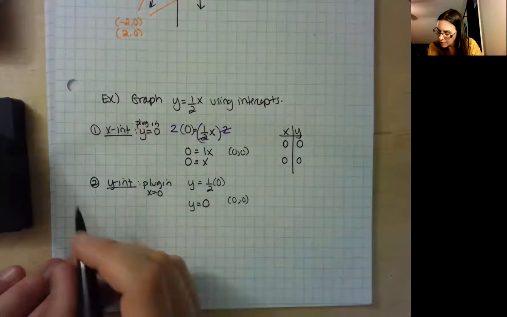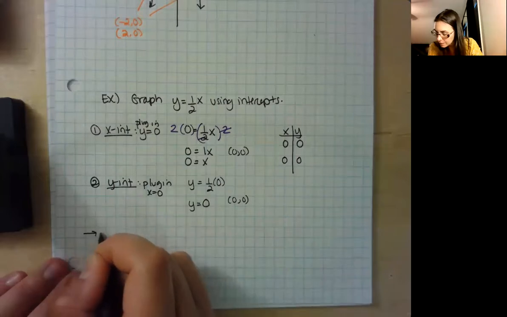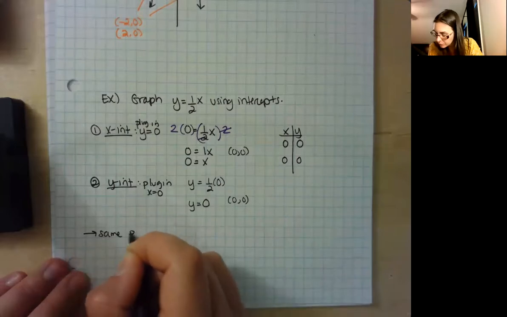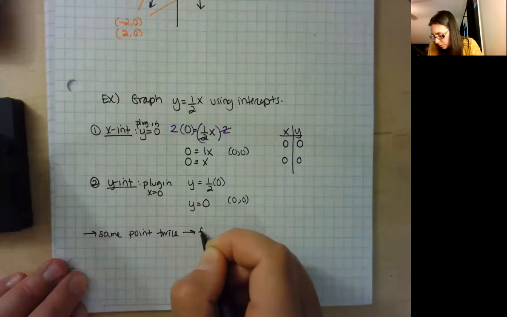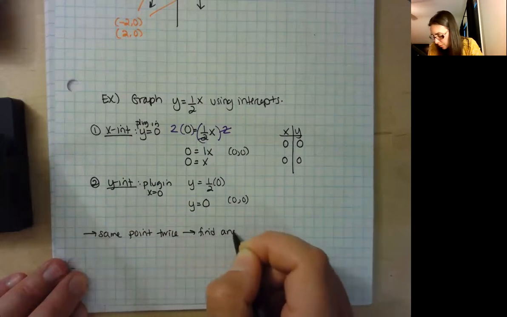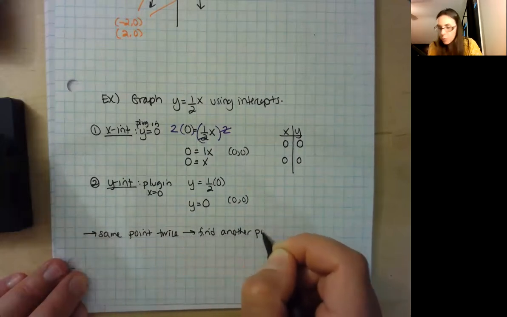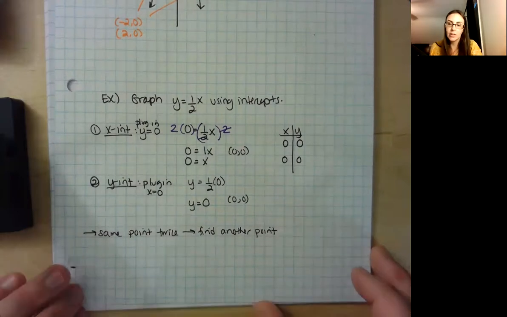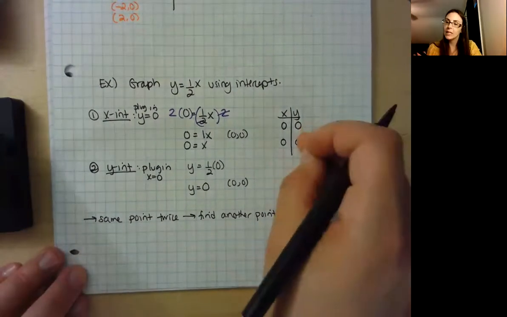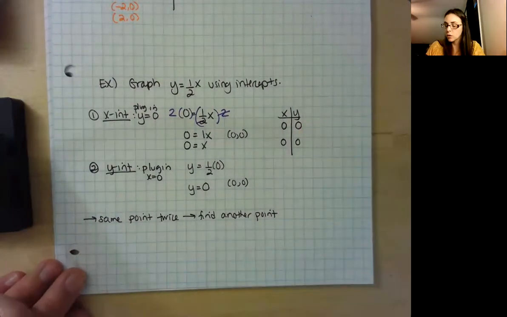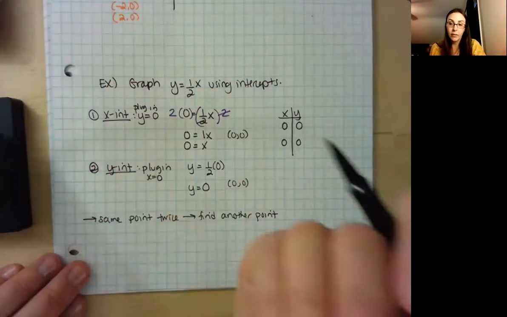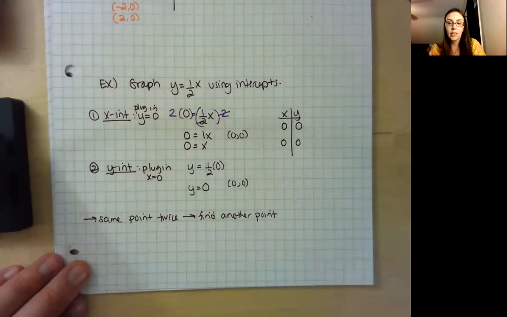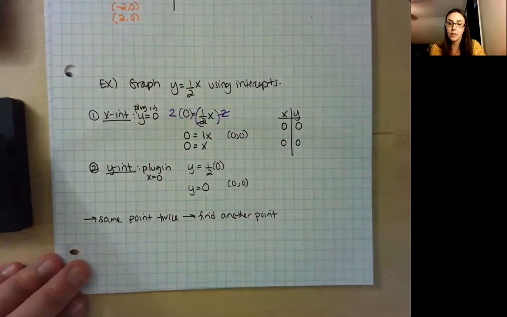So if this happens, you will have to break kind of protocol and find another point. So you still need 2 different points, even if it says to use the intercepts. If you've tried both intercepts and they happen to be the same, which doesn't happen often, but it happens sometimes, then you're going to have to go back and just plug in something else because you need a second point to graph. You really do.